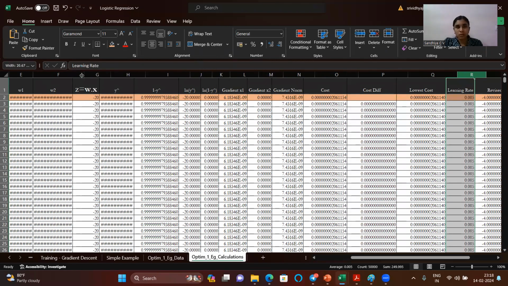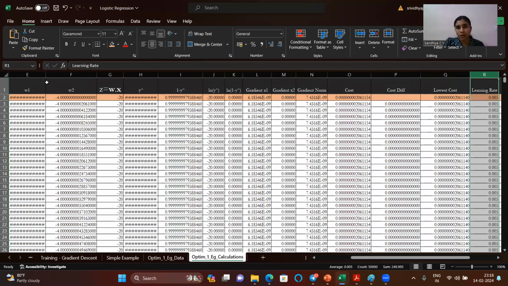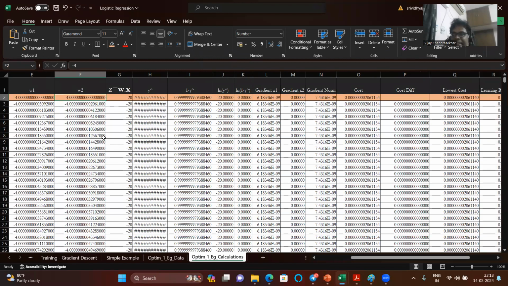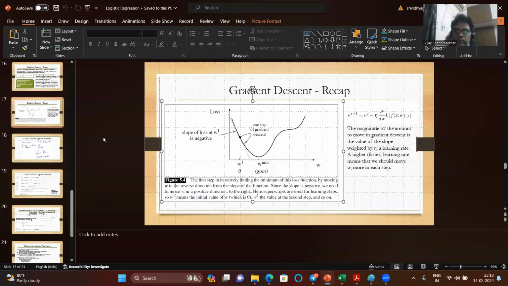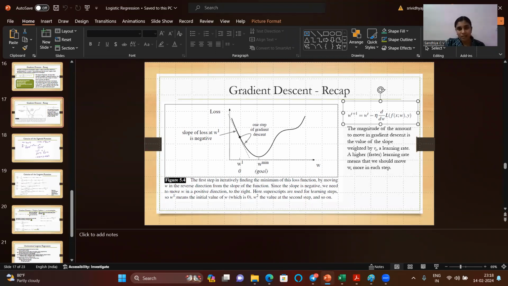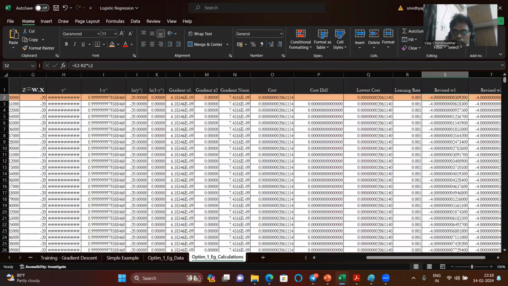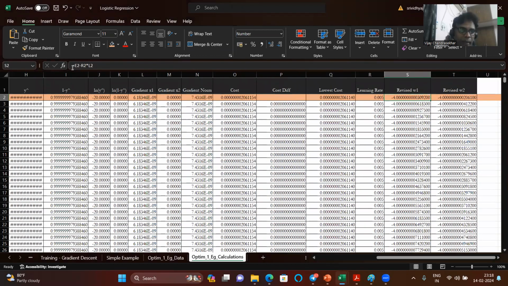Revised W1 is equal to W1 minus gradient of W1. Go back to this formula. This, of course, is one variable, multiplied by the learning rate. Correct. So the revised W1 would be the original W1, which is E2, multiplied by R2, the learning rate, multiplied by L2. L2 is the gradient. Okay.